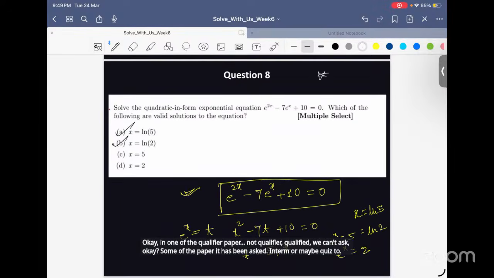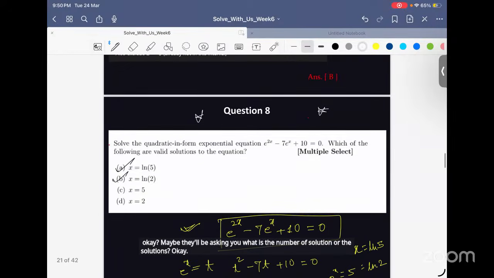This type of question has been repeatedly asked, where you are given some equation and you have to think of how to solve it. Maybe they'll ask you the number of solutions, or the solutions themselves. So this is what will be asked in the paper.